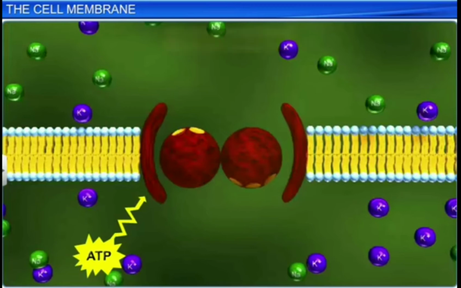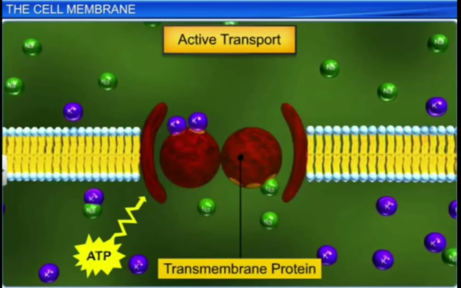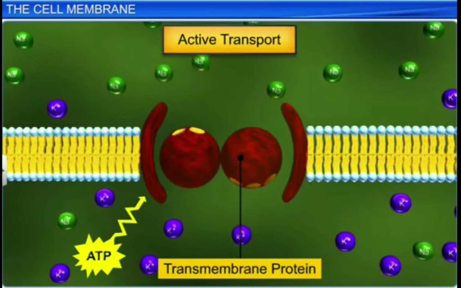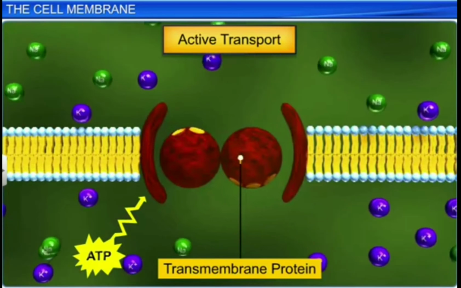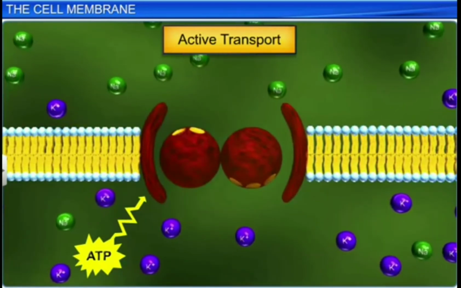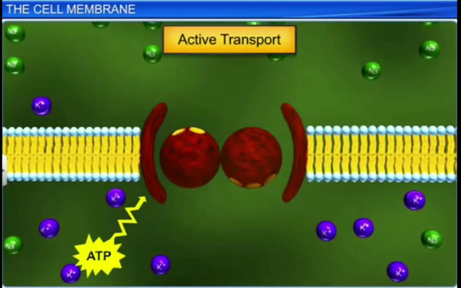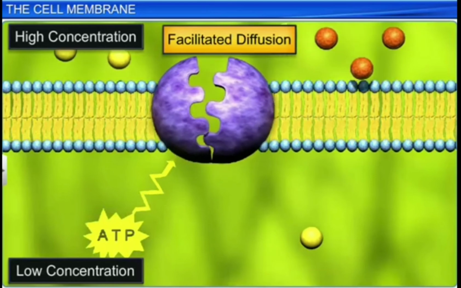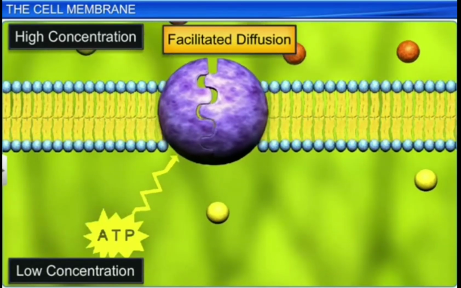In active transport, transmembrane proteins act as pumps and utilize the energy from ATP to move substances against their concentration gradient. That is, from lower concentration to higher concentration. An example for this is the sodium-potassium pump. Sometimes, glucose is also transported against the concentration gradient via active transport.